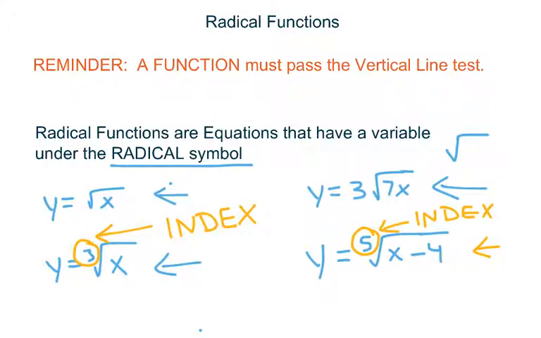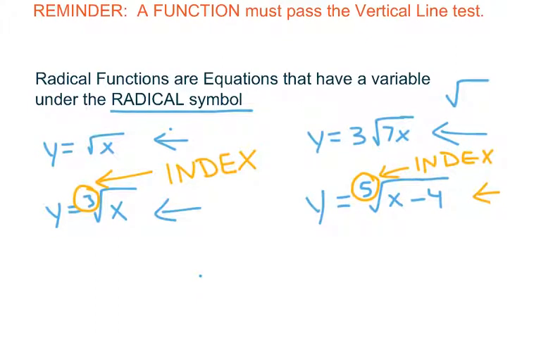Now, let's very quickly look at one example that is not a radical function. Y equals x times the square root of 41. There is a radical sign here, but there is not a variable under the square root sign. So this is not a radical function. Okay?